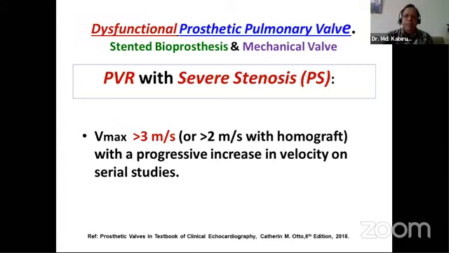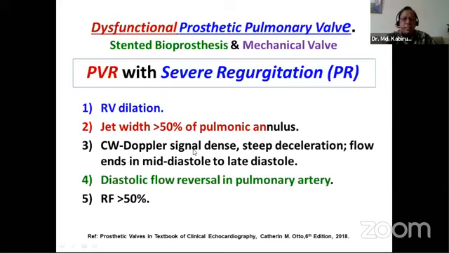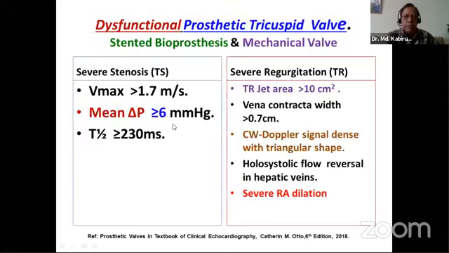For the pulmonary valve prosthesis, how can we differentiate the severe gradient? It is only the velocity. For tissue valve and mechanical valve, more than 3 is a severe stenotic gradient, and for a homograft it is 2. And these are the features of severe regurgitation of the prosthetic pulmonary valve. This is similar to the native valve.